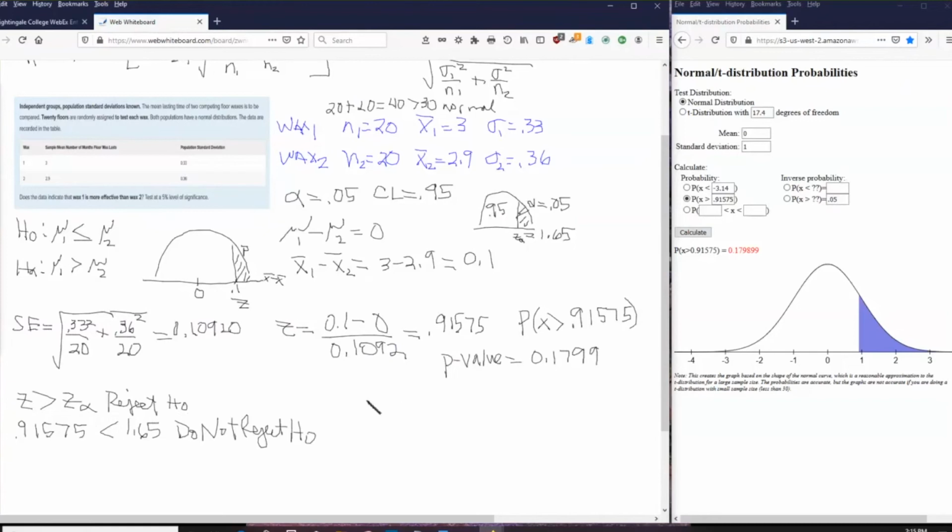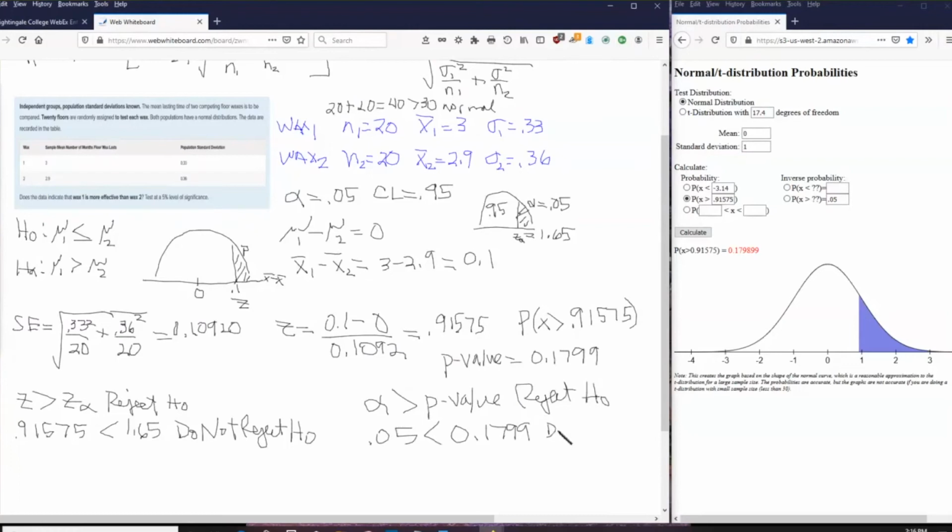And then I'm going to also check it with my alpha and p-values. So the rule is if alpha is greater than my p-value, then I'm going to reject my null hypothesis. So my alpha that I was given was 0.05. My p-value is 0.1799. 0.18 is greater than 0.05.